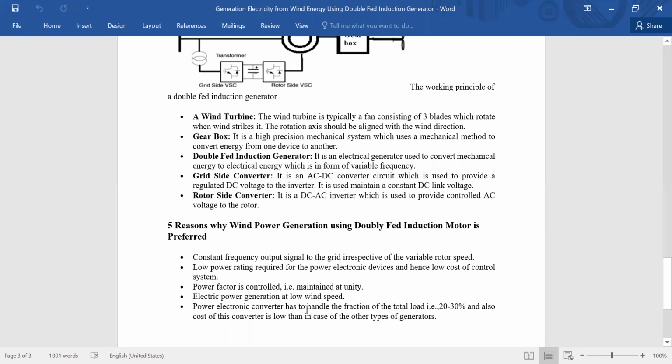The fifth reason why wind power generation using a doubly-fed induction machine is preferred is that the low power electronic converter can handle a fraction of the total load, that is 20 to 30%, and also the cost of the converter is lower than other types of generator. So this is about the converter station.